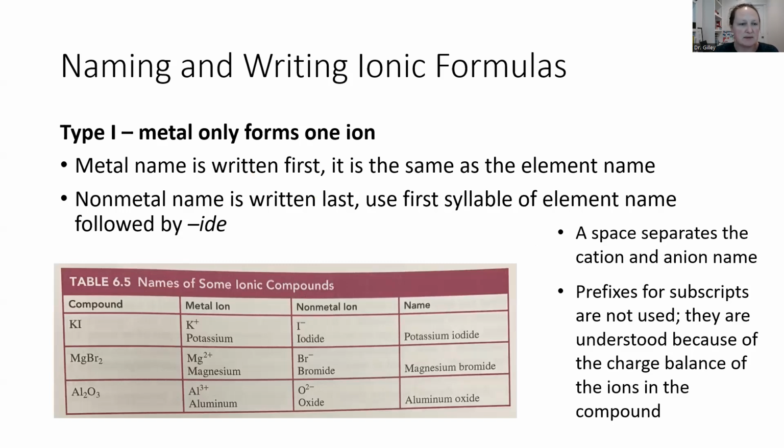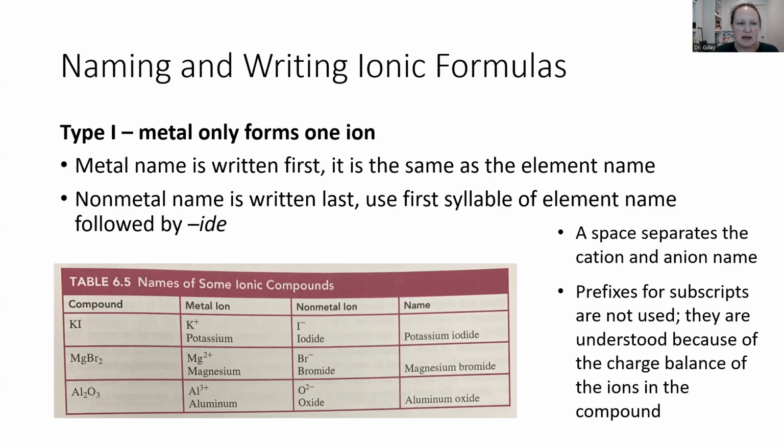So we're going to be starting off with what are called type 1 ionic compounds. And in type 1, the metal only forms 1 ion. So this is going to be the simplest type of ionic compound because the metal used is only forming one ion. So it's really clear what the charge is going to be on that ion, since that metal only forms one ion with one specific charge.